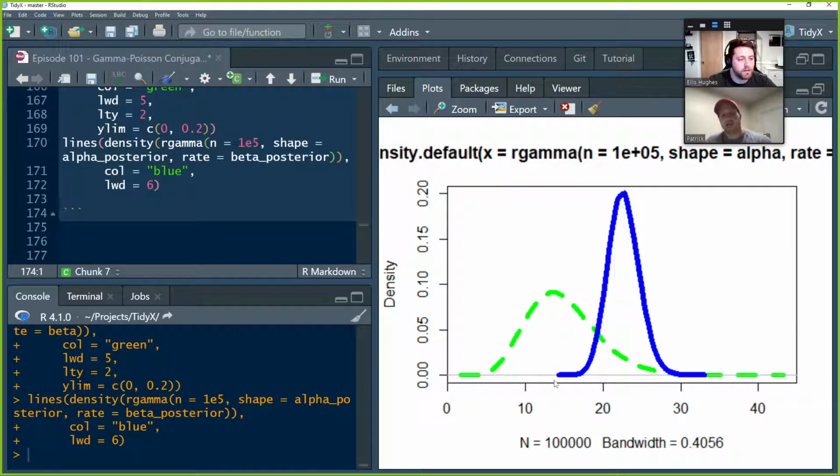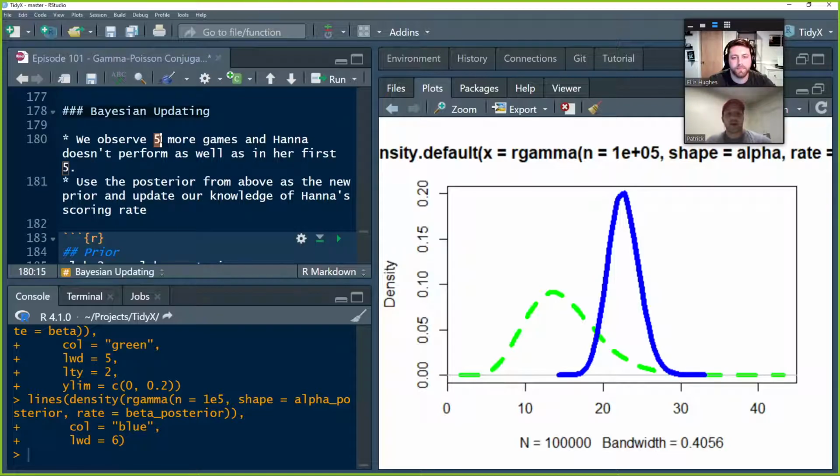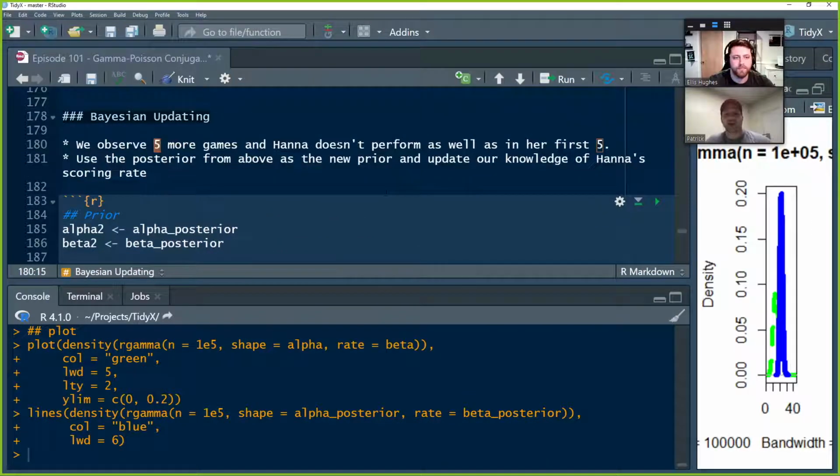And so now we can do some Bayesian updating. Let's say she plays the next 5 games and she doesn't perform as well. Maybe it was the change of pace, the change of scenery, she just got fired out of a cannon. And then in the next 5 games, other teams got hip to that and started playing her differently.